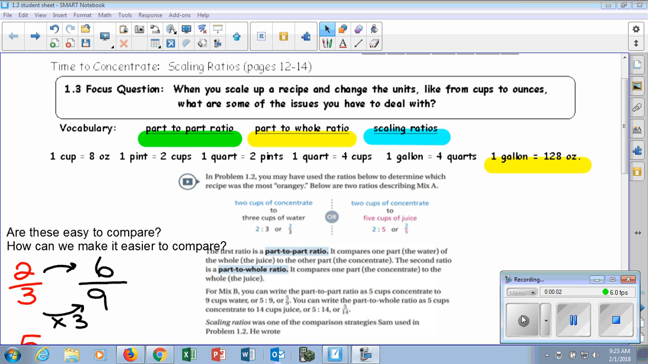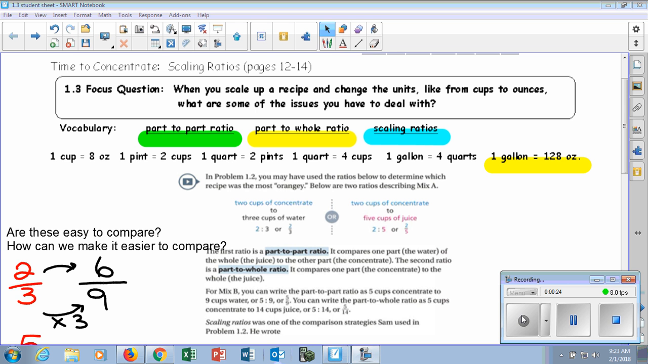For 1.3 notes, we're focusing on when you scale up a recipe and change the units, like from cups to ounces. What are some of the issues you have to deal with? So for vocabulary, some words that we need to know. Look at in the green here. It says part-to-part ratios.